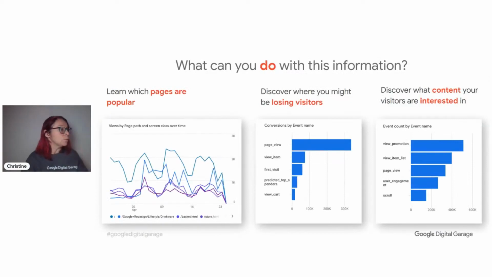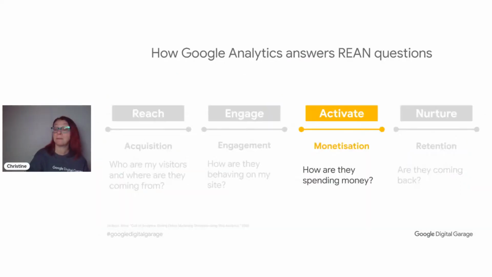Okay. So we can start to see which pages are popular. We can start to see where pages are not so popular, and really start to see what people are interested in. So we can see different pages, different pieces of content that people are spending time on, that people are finding interesting, that people are finding us on.